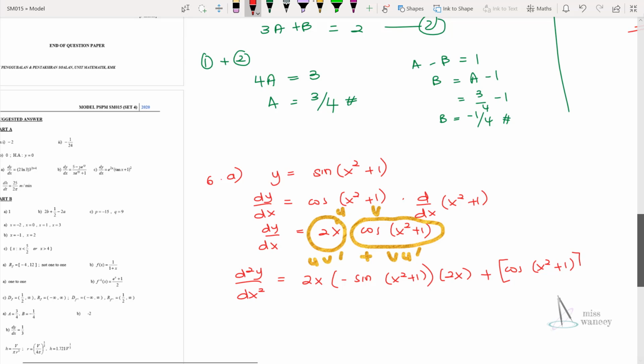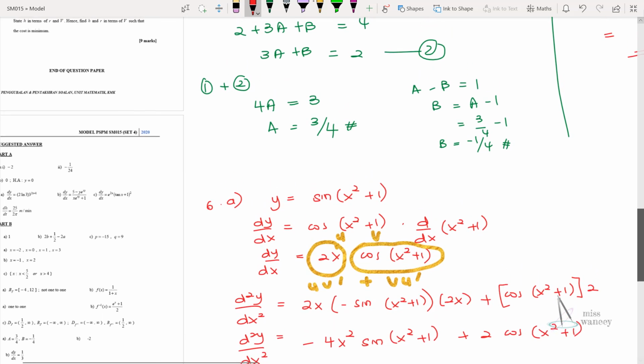And then differentiating 2x, we are going to get 2. So this one will become negative 4x squared sine of x squared plus 1, and then plus 2 cos of x squared plus 1. So this is d2y over dx squared.